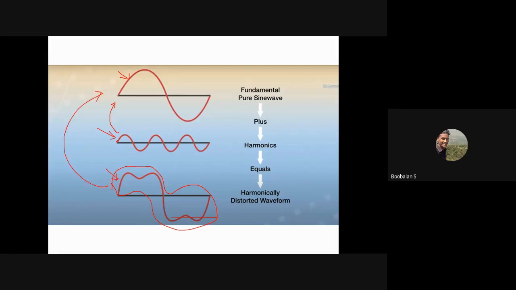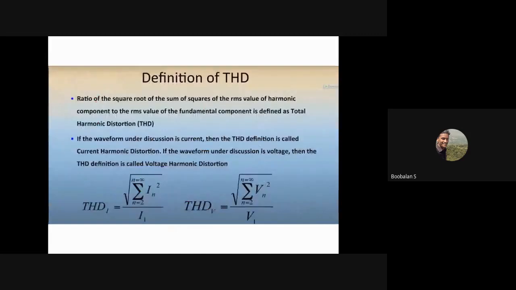Just as we added a capacitor in our power factor correction, the same way we need to use some more components over here to reduce harmonics. Before going into that, what is THD and how are we able to calculate harmonics? This is the ratio between the summation of squares of the RMS value of harmonics to the RMS value of the fundamental component. In power, we have two types of components, voltage and current. If you measure THD on voltage or on current, we need two different formulas.